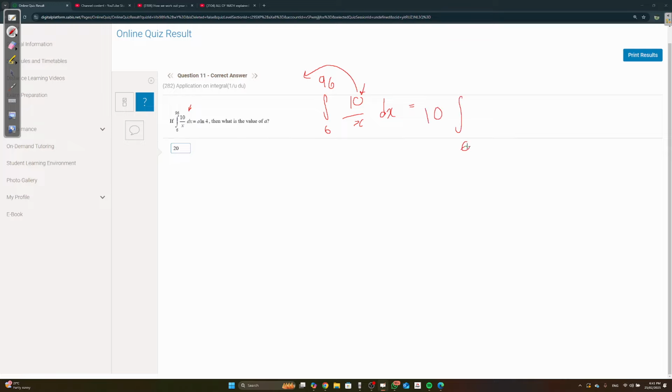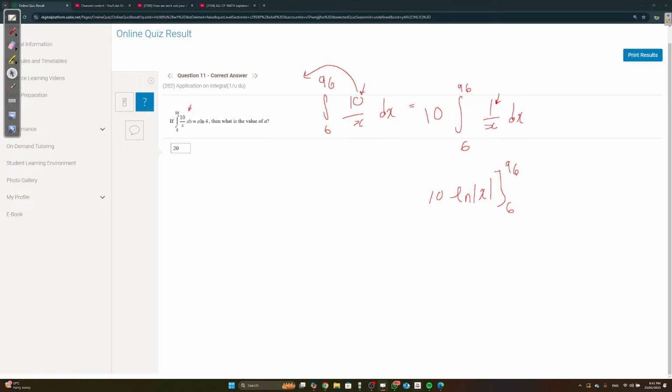So you take 10 times the integral from 6 to 96 of 1 over x dx. Do we have 1 over x? Yes. So what is the integral of 1 over x? Ln x, right? In between what? 6 and 96. Obviously you don't put plus c because it's in between a bound.